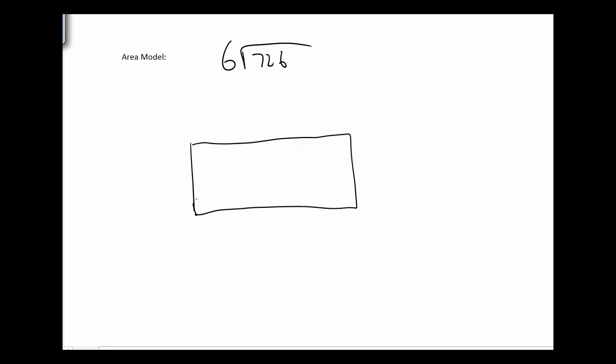Okay, so the area model is, again, another concrete way to visualize what this division process is. So we're still going to look at 6 into 726 here. But what the area model says is, let's say I've got a box of area 726, and I've got one side length of 6. What would the other side length be? Okay, we're trying to find the missing number. So how many hundreds would go in there? How many tens would go in there? And how many ones would go in there?